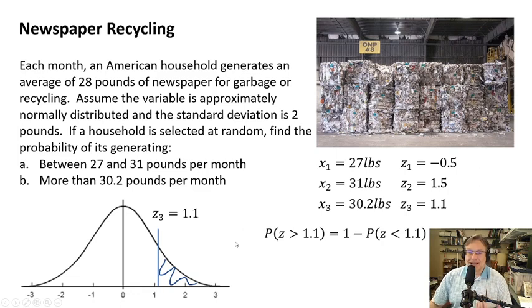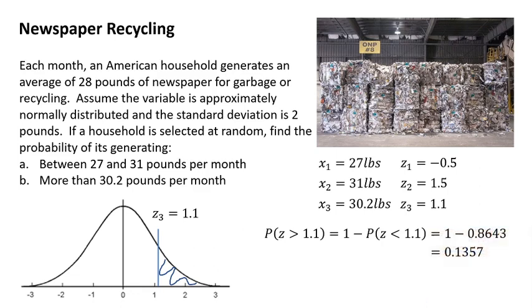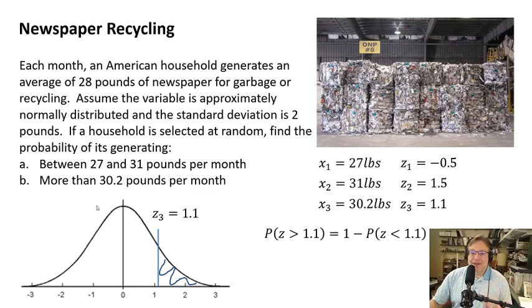So in the context of this problem, there's a 13.5% chance that the household, oops, can't see me because of my picture here. So there's a 13.5% probability that that household is going to generate more than 30.2 pounds of recycling each month. Do you think that companies like Waste Management, Gallegos, things like that are having to calculate statistics like this to plan for their capacity? Absolutely. They're having to work with this kind of data all the time.